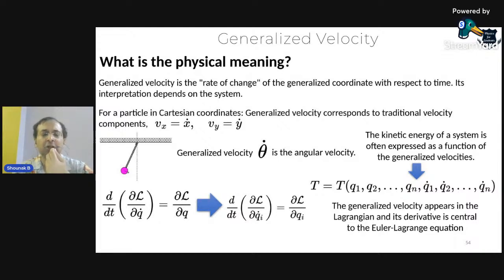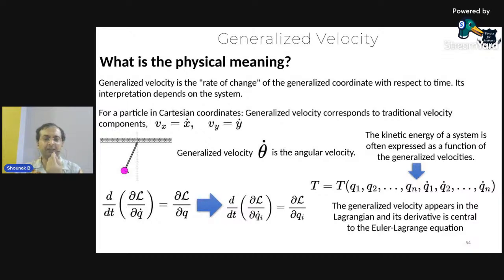Simple English. So for particles in Cartesian coordinates, generalized velocity corresponds to traditional velocity. For a pendulum, with the angle as the coordinate, the generalized velocity theta dot is the angular velocity. For a system with constraints, generalized velocities are the rates at which the generalized coordinates change in accordance with the constraints. And the kinetic energy of a system is expressed as a function of the generalized velocities q1 dot, q2 dot, and so on. Right? Generalized velocities also appear in the Lagrangian.